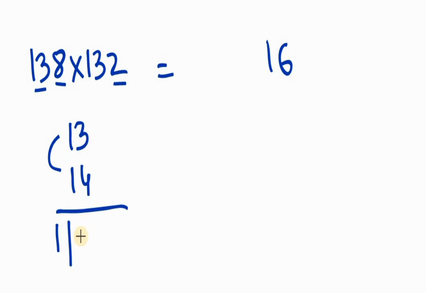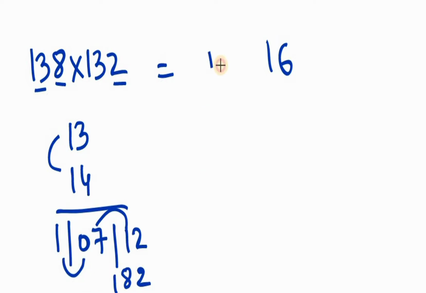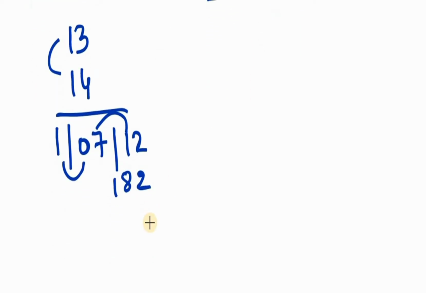4 plus 3 is 7. And next 4 into 3 is 12. So what I will do, this 2 as it is. 7 plus 1 is 8. 0 plus 1 is 1. So what I am getting? 182. So that is the answer. Very simple, right? So let us check one more problem so that you will have some clear idea.